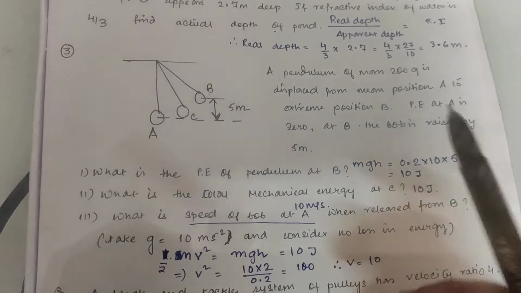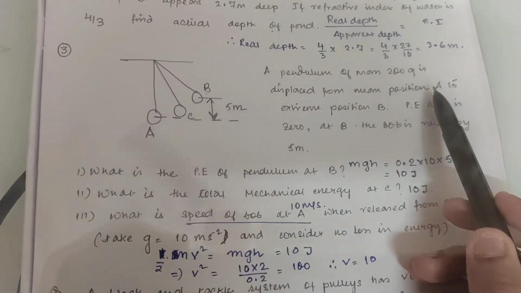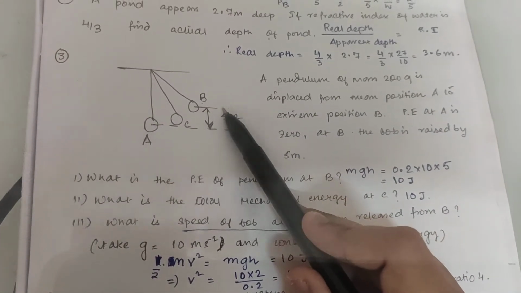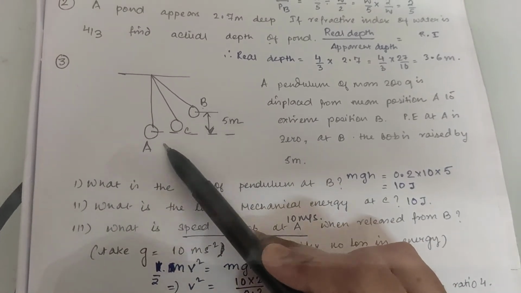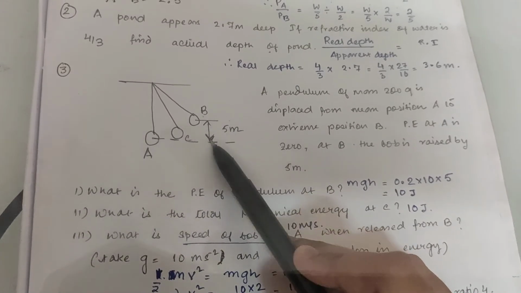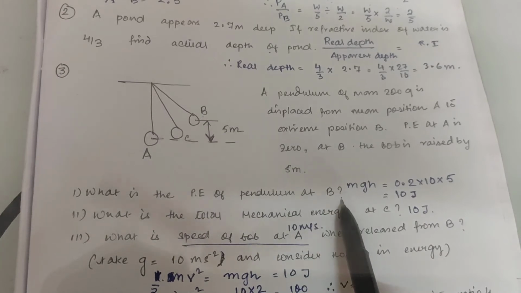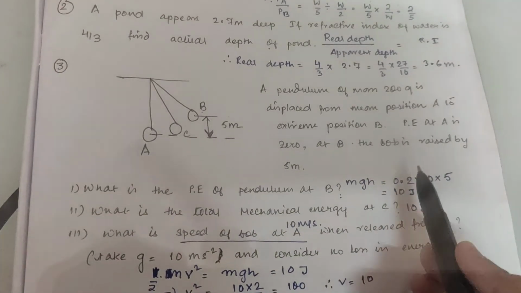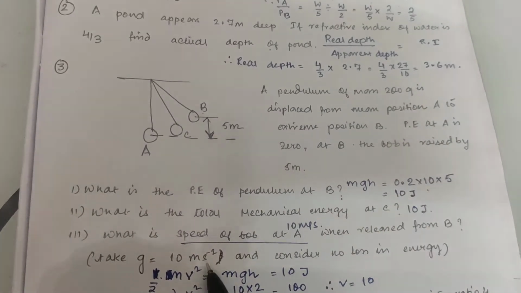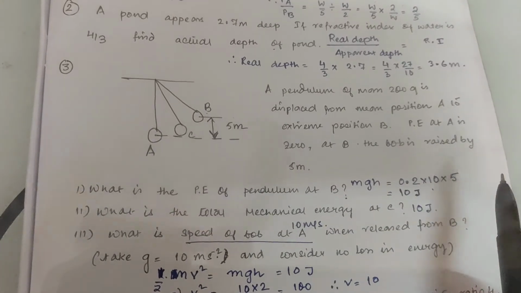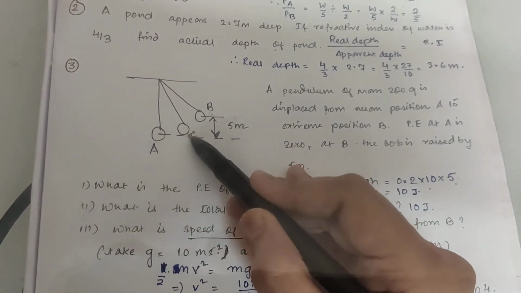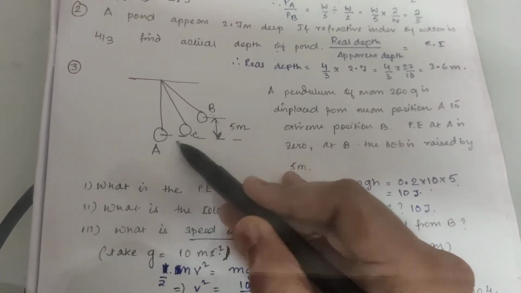This one, see. A pendulum of mass 200 gram is displaced from the mean position A to the maximum height B. Potential energy at A is 0 obviously, because maximum will be at the raised position. This is 5 meter. What is the potential energy of the pendulum at B? mgh. M is 0.2, because we convert 200 gram into kg. G is given. Take g as 10 meter per second square and h is also given, 5. That gives 10 joules.